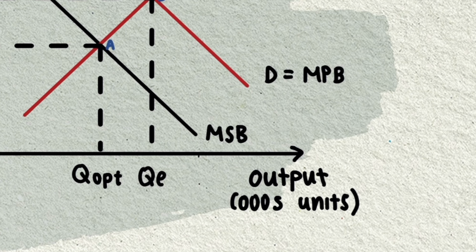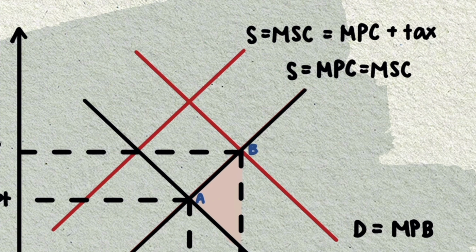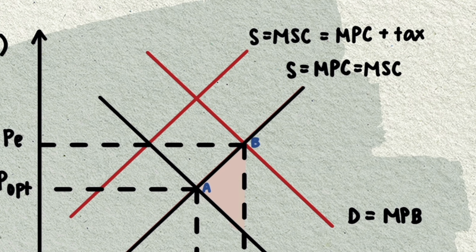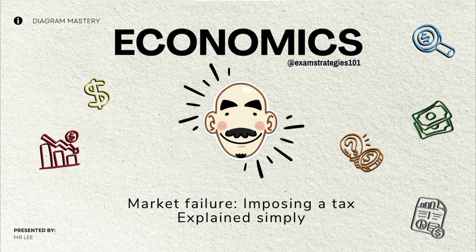When MPB is greater than MSB, this creates a welfare loss, which requires a tax in order to eliminate this. But if the government doesn't tax enough, then this happens. In this video, I'm going to be guiding you through the market failure tax diagram, explained simply.